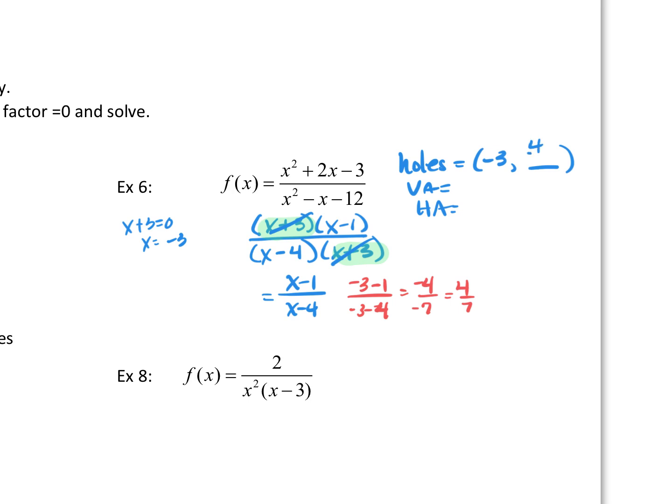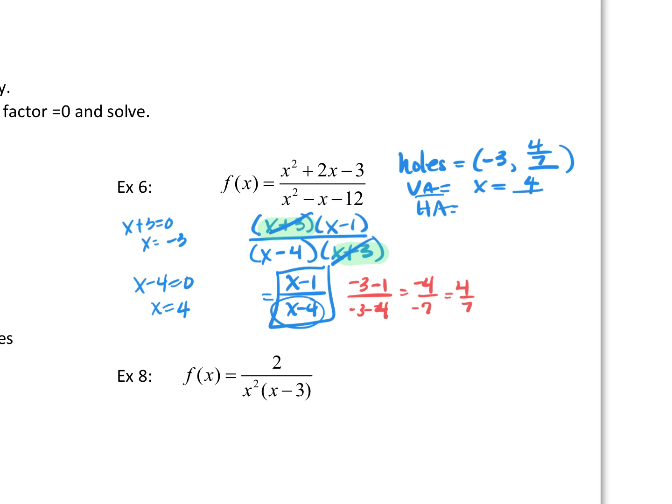Oops, I erased that, didn't I? 4/7. Okay, vertical asymptotes. I'm looking at my new equation, and I only look at the denominator. Vertical asymptote is always going to be x equals something. So look at the denominator. X minus 4 equals 0. That means x equals 4.